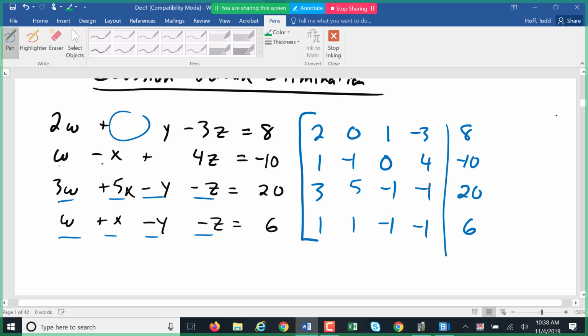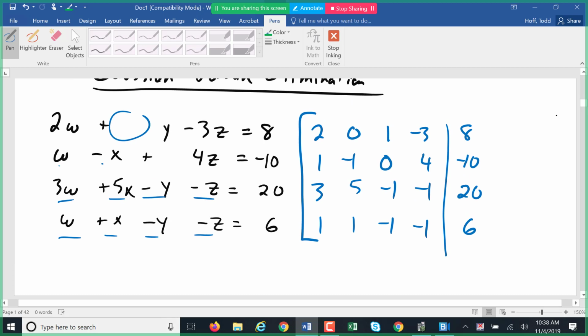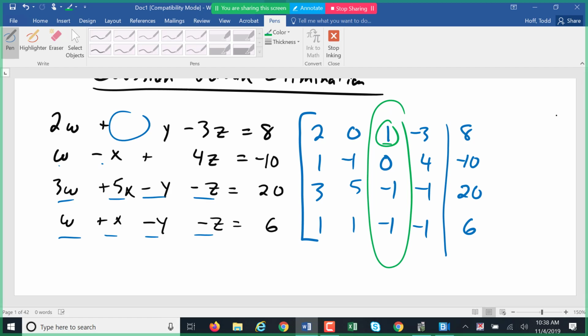So for this one, we see that it might be rather simple to eliminate everything in this row except for this variable. Because that's a positive one, these are negative ones, I can eliminate those. So let's go ahead and do that.